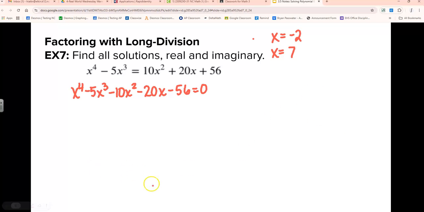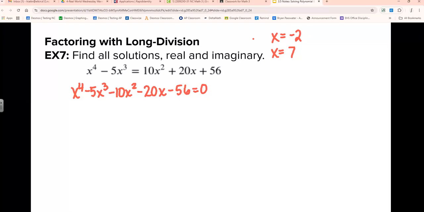For that, we should have another one. No, it's okay. Actually, no. How many zeros am I supposed to have for this? 4. So I've got 2 real. What's that tell you about the other 2? Probably imaginary, right? So here is what we're going to have to do. We're going to have to do some long division on this.